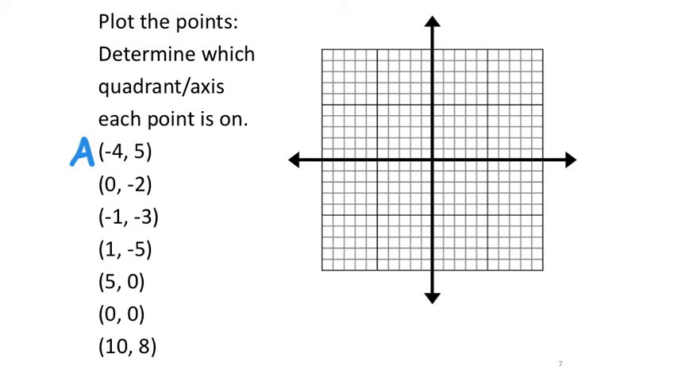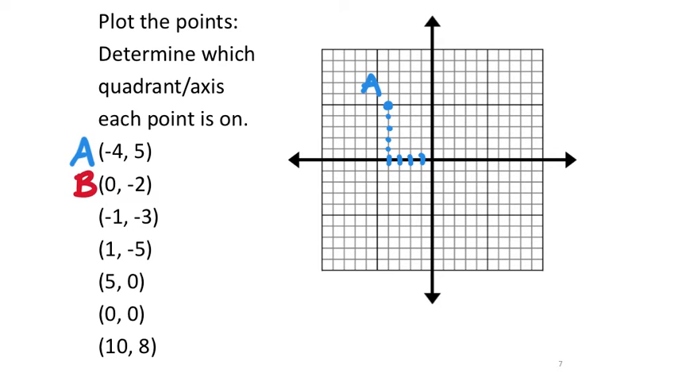So negative 4, 5, right? So again, negative 4, I start with the x's. So from the center, I go to the left 4, because it's negative. And then I'd go up 5. 1, 2, 3, 4, 5. Boom, there it is. And if you want to label that, that's fine. I'll put an A next to it.